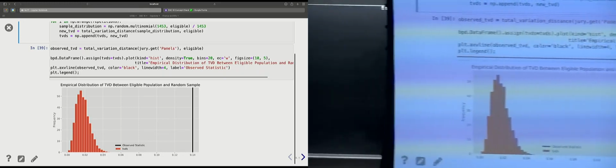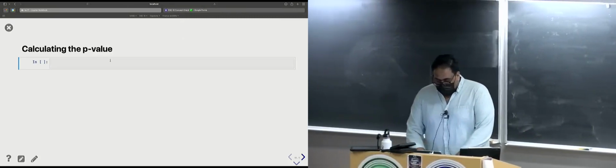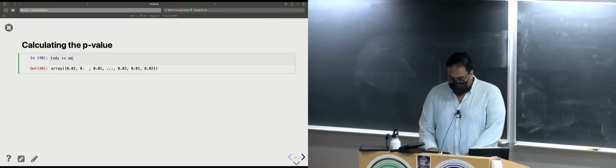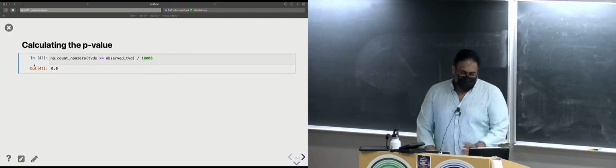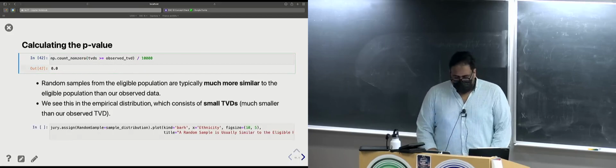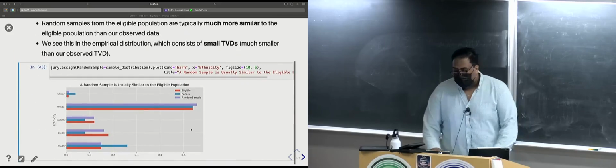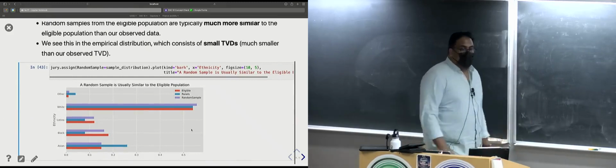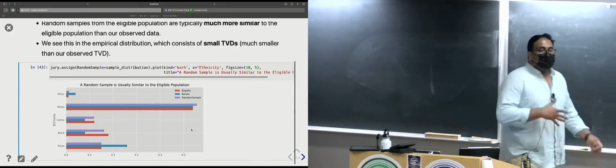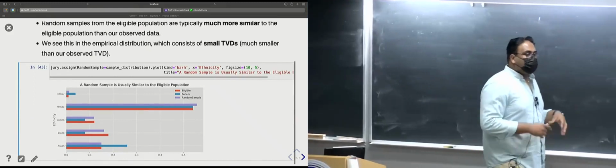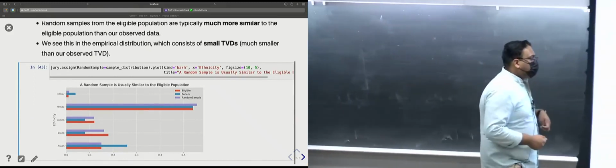Now, if we wanted to actually calculate it, we could. TVDs greater than or equal to observed TVD. We can count how many of these are true and divide by 10,000, and we get 0. Okay. And you can see what this is telling us is that our observed sample looks much more different than a typical random sample from the population.